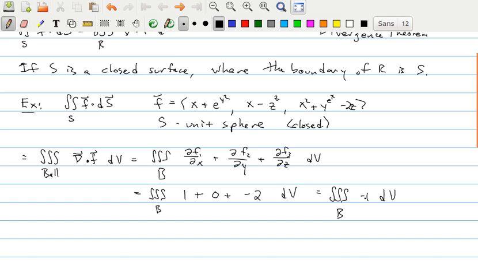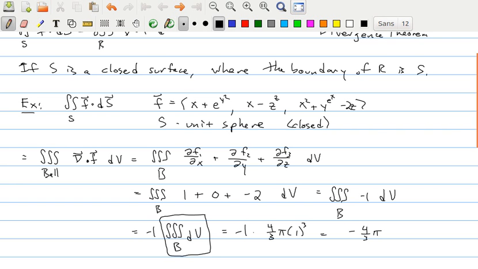This negative 1 is constant, so we can pull it right out of the integral. Negative 1 times the triple integral of dV. This, by definition, is the volume of the ball. So it's negative 1 times 4/3 pi times the radius cubed. So that just gives us negative 4/3 pi.